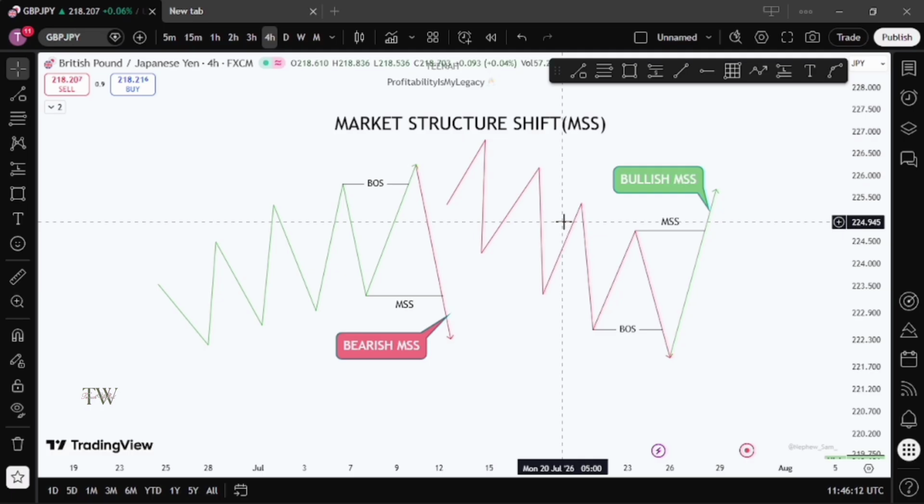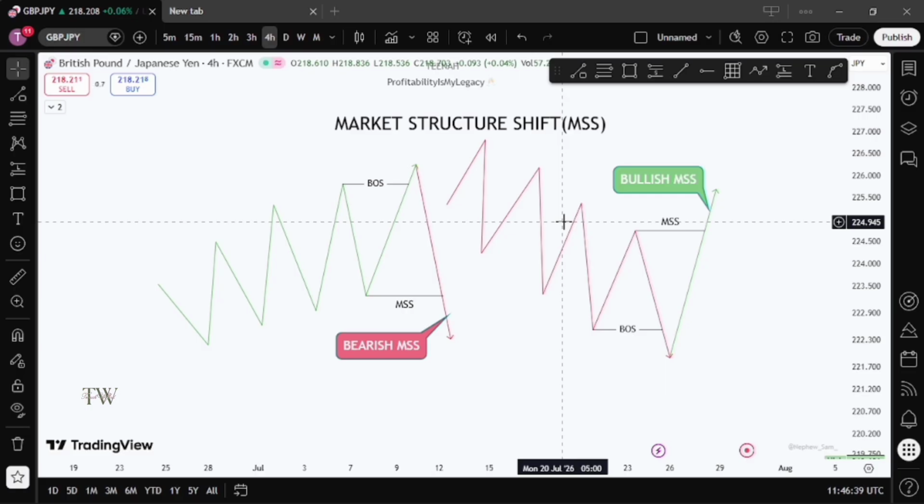External break of structure breaks major swing points. Internal break of structure breaks smaller swing points within the trend. A major break of structure is stronger and more reliable than a minor break of structure. We already talked about significance, if you can remember. A valid break of structure requires a decisive candle close beyond the swing level with momentum, whereas an invalid break of structure is usually just a liquidity grab or fake breakout.